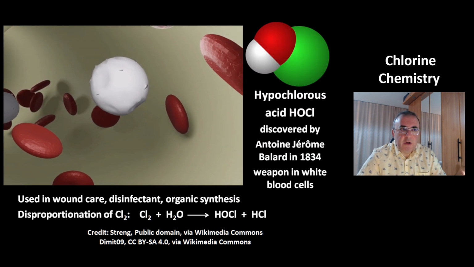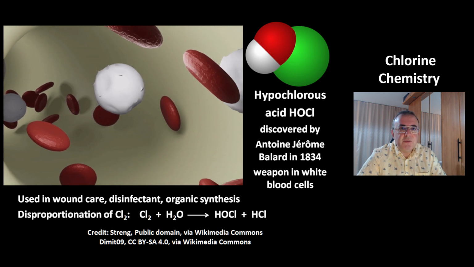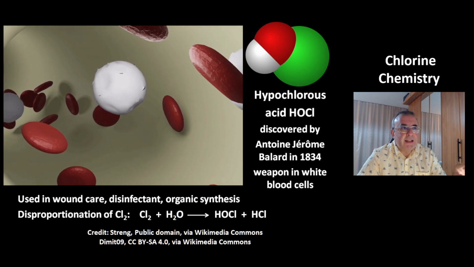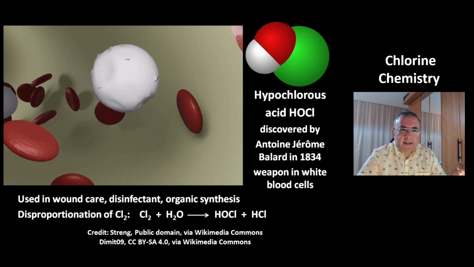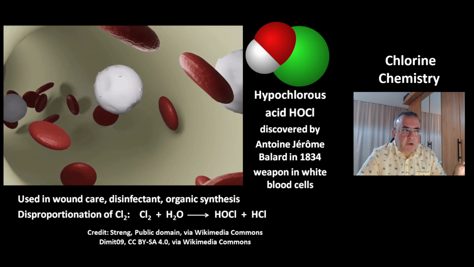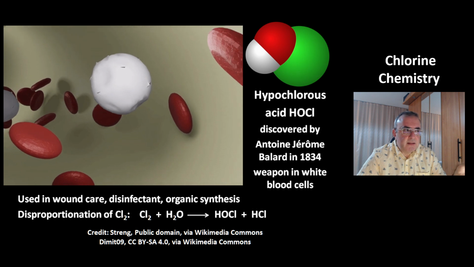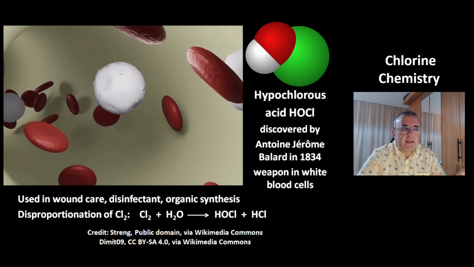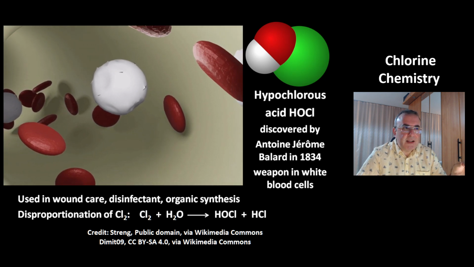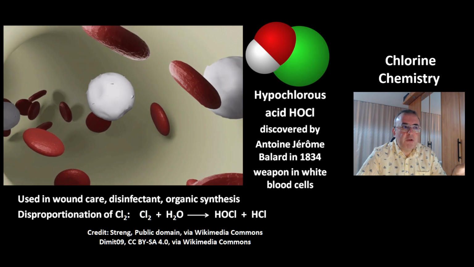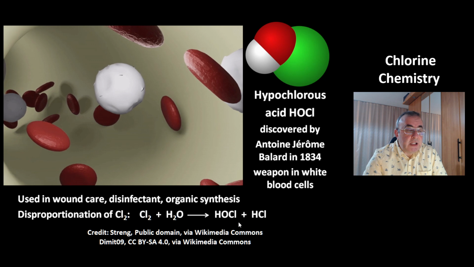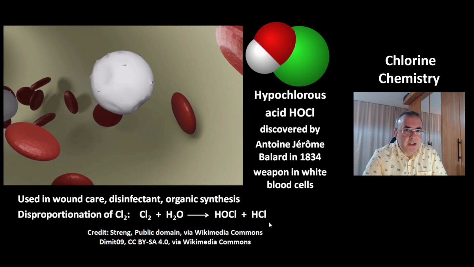Another compound, it's hypochlorous acid, HOCl. It was discovered by Antoine Jérôme Balard in 1834. HOCl is used in the white blood cells as a weapon against intruders. You can use this compound also for wound care as a disinfectant and for organic synthesis. And the reaction that leads to hypochlorous acid, it's a disproportionation of chlorine. Chlorine plus water gives you hypochlorous acid plus hydrochloric acid.